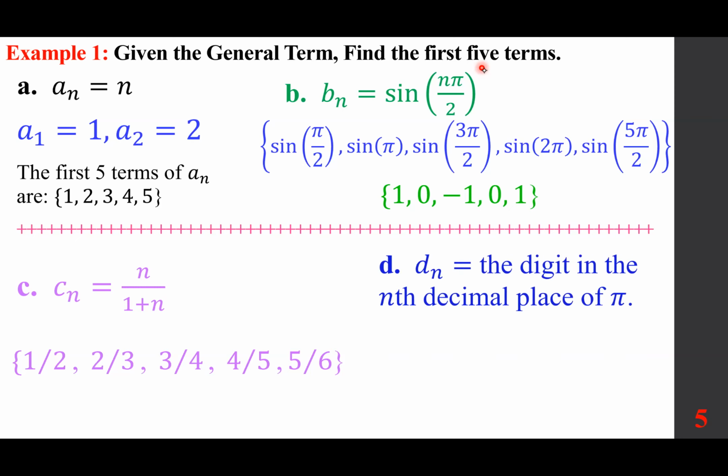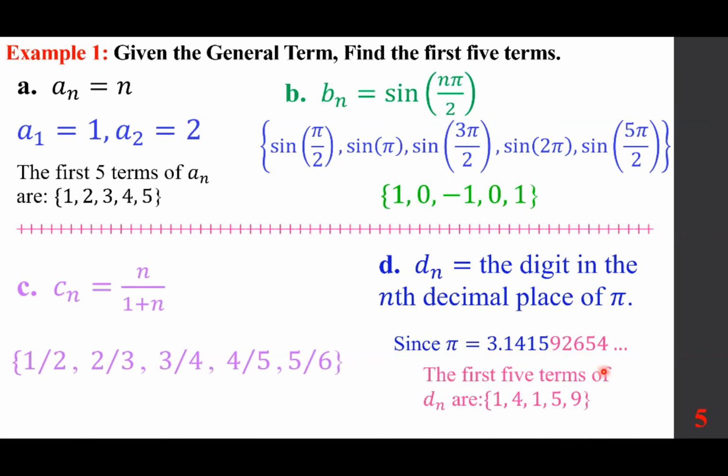In this case, we are interested in the digit in the nth decimal place of pi. First and foremost, pi is not equal to 3.14. It is approximated by that. Rather, it's 3.14159, and it continues indefinitely. And with that being the case, we want the first 5 terms. It's the nth decimal. The first one is 1, 4 is the second one, 1 is the third one, and so on and so forth. So the first 5 terms of D sub n, which means the nth decimal, are as follows.